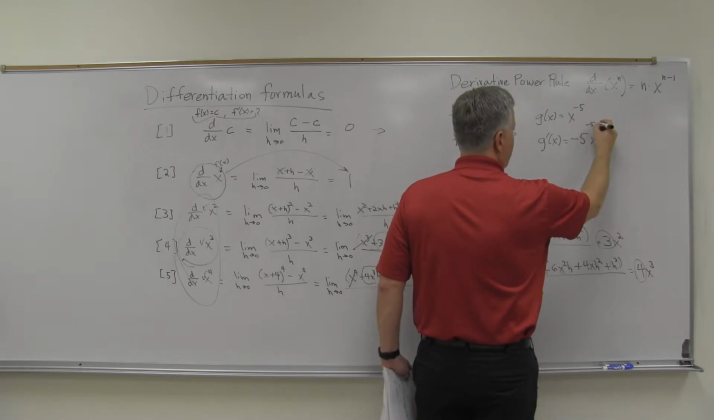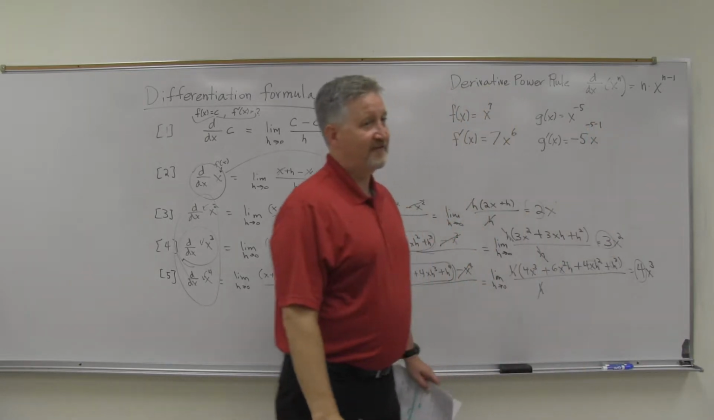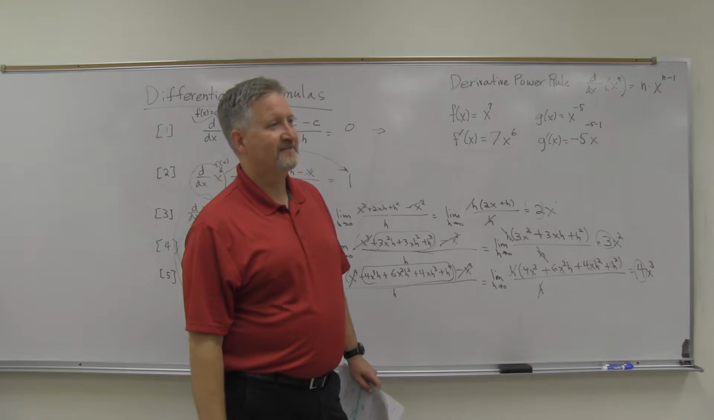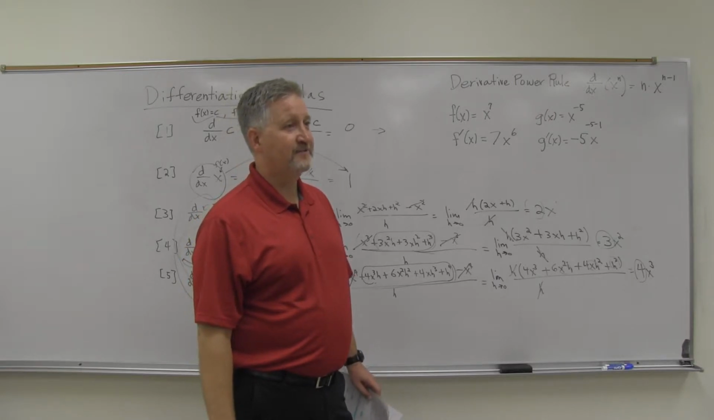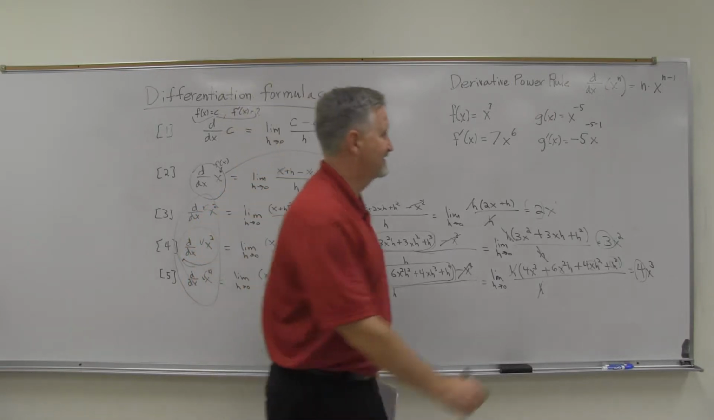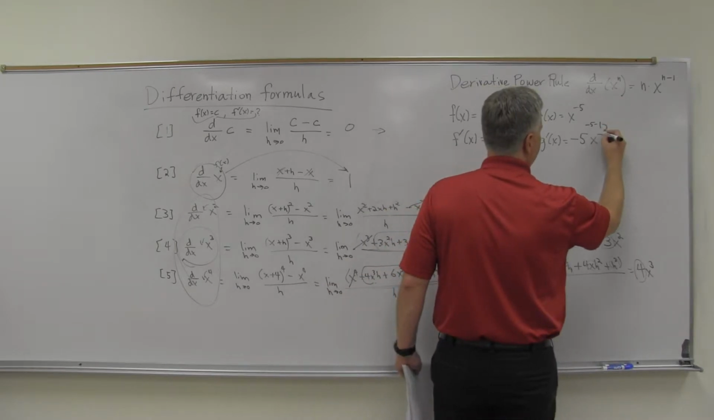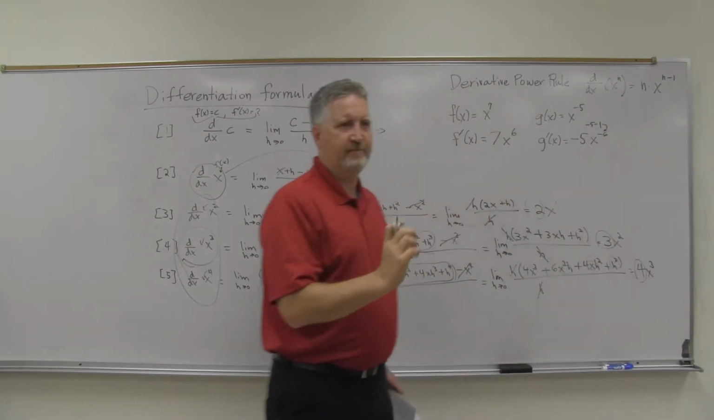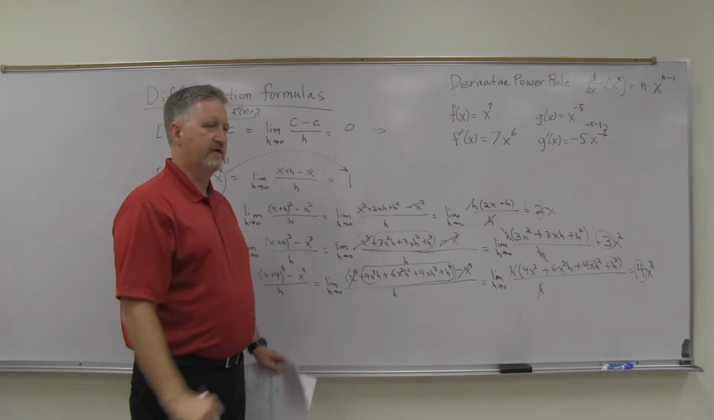It's negative 5 minus 1. So the new power is not negative 4. What is it? Negative 5 minus 1? Negative 6. Yeah, just have to be careful of those negative powers. You're subtracting 1, so it goes down to negative 6.